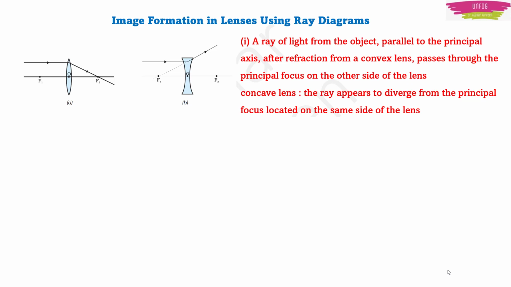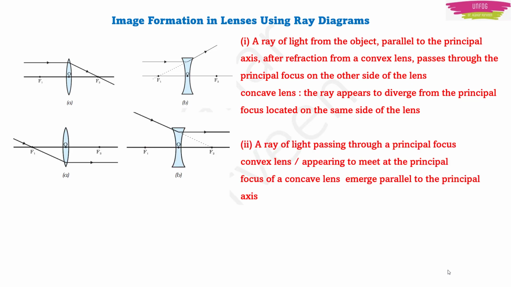The first scenario here is that if a ray of light from the object is coming parallel to the principal axis, then after refraction in a convex lens, it passes through the principal focus on the other side of the lens. And in a concave lens, the ray appears to diverge from the principal focus located on the same side. Here we draw the imaginary line which meets at the principal focus. Now the second case is that if the light is passing through the principal focus in the convex lens, or if it is appearing to meet at the principal focus in a concave lens, then after refraction, in both cases, the light emerges parallel to the principal axis.